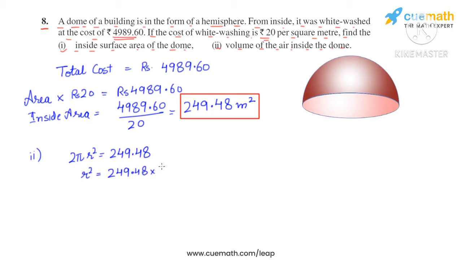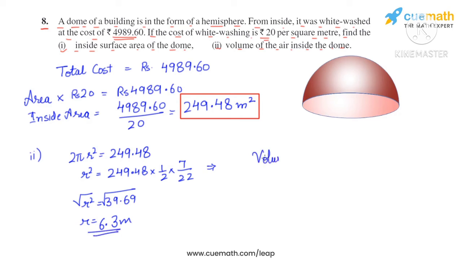From here we can find r square will be equal to 249.48 multiplied by 1 by 2, and pi is 22 by 7. Here it will become 7 by 22. That implies r square is equal to 39.69, and when we take square root, r will be equal to 6.3 meters. It means radius is 6.3 meters.